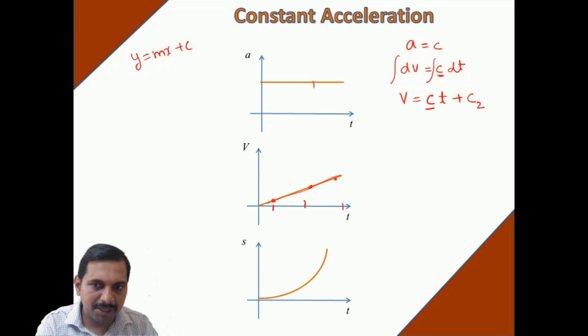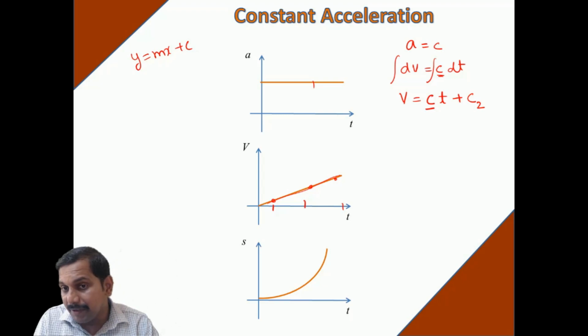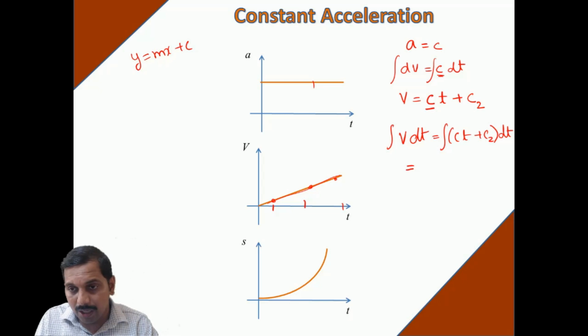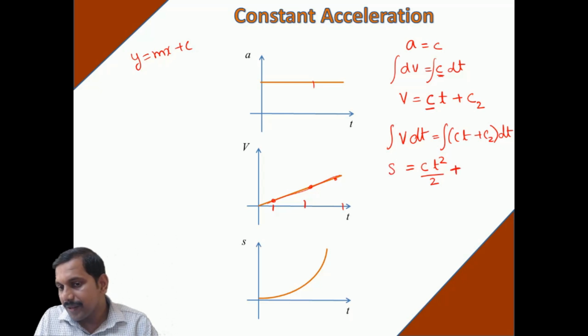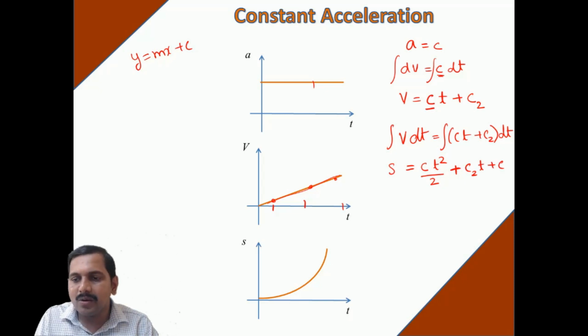Now let us talk about the displacement. Now here displacement, when you say, we have to integrate the velocity, right? So integration of v into dt, I'm very sorry here, is equal to integration of c into t plus c2 into dt, right? So now here, when we integrate this, we get c into t square by 2, this is s here, plus c2 into t plus another constant c3.